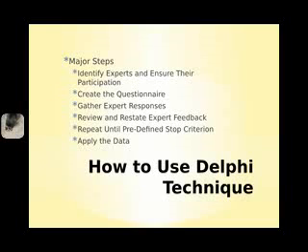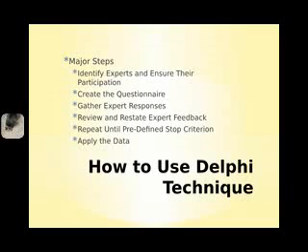The fourth step involves reviewing and restating the expert feedback. The goal of this step is to identify common areas, issues, and concerns. The fifth step is to repeat steps 3 and 4 until the predefined stop criterion has been met. Process cycles are considered the minimum task to allow for thoughtful responses, thorough review, and appropriate reassessment.